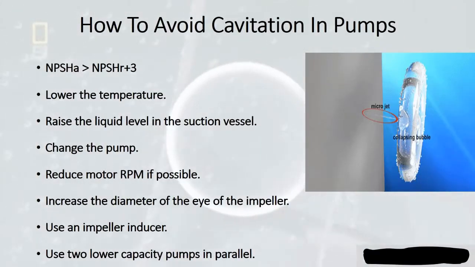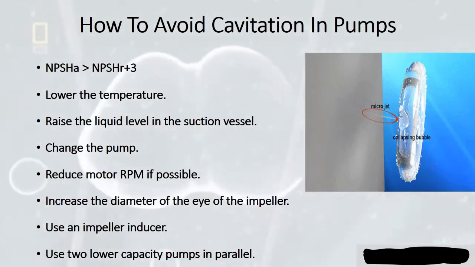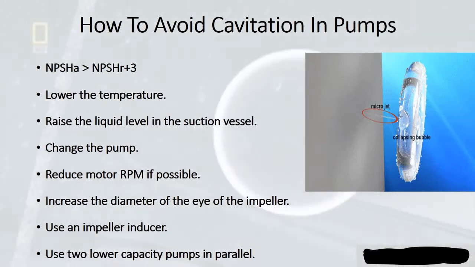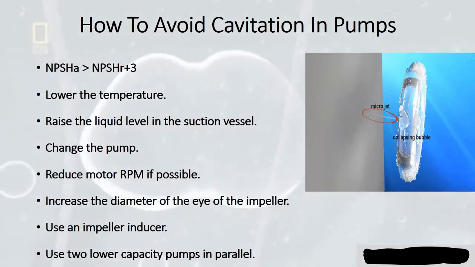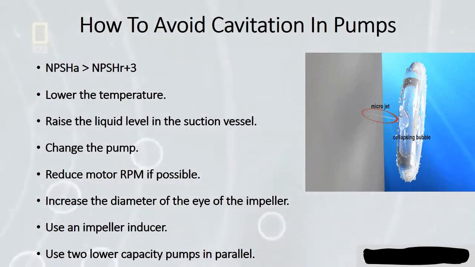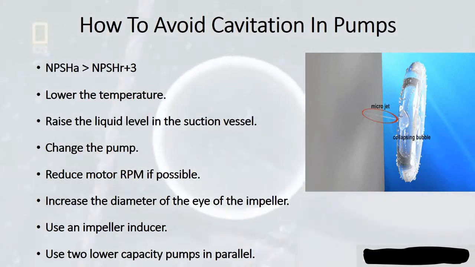How to prevent cavitation? The available net positive suction head of the system must be equal to or greater than the net positive suction head required in order to avoid pump cavitation difficulties. In most cases, cavitation may either be avoided or corrected by any one or a combination of the following practices.